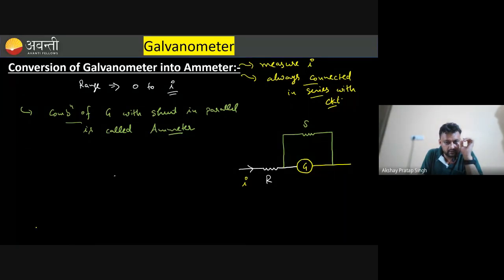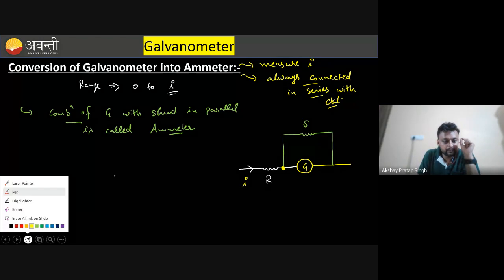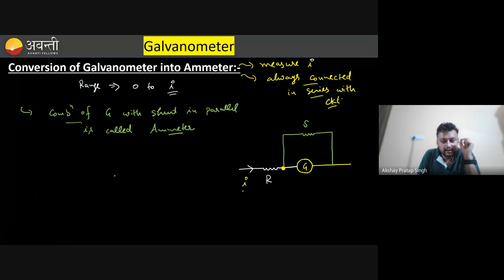If I write something here, can you see one thing? The current I is entering, and at this point, the current can be divided in two parts. Now, the current which is entering is maximum. You can see that this is the maximum current. So the needle of the galvanometer should deflect to the maximum value.